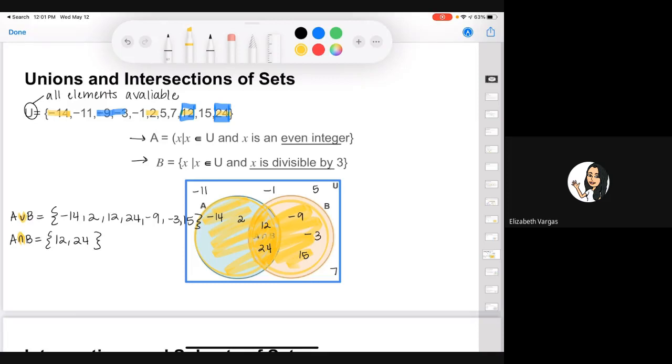So basically, I'm using this information to create a diagram that represents these different sets, and then using that diagram to kind of just represent, okay, what elements, what different numbers fit into these different intersection points. Any questions about this?